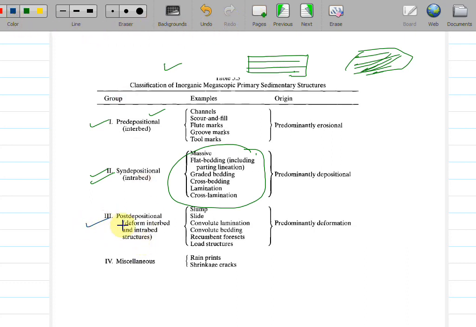And post-depositional means that these structures, such as slump, slide, convolute lamination, are basically your post-depositional structures. It means that after the bedding or the strata has been formed, due to some reasons after that, the structures are formed. So these are your पोस्ट डिपोजिशनल स्ट्रक्चर्स. नाम से ही पता चल रहा है, काफी इजी है समझने के लिए.